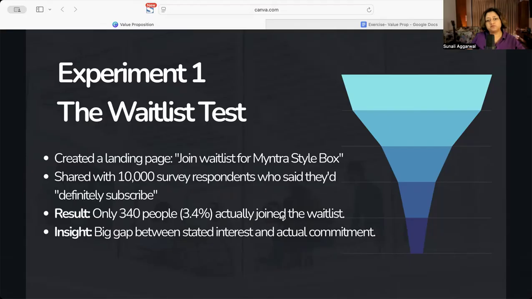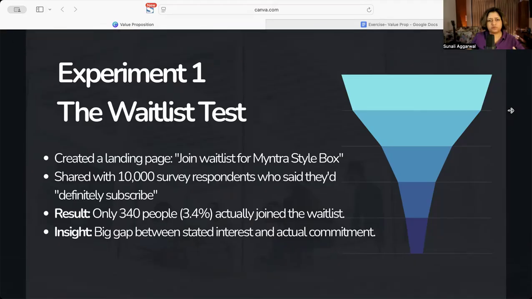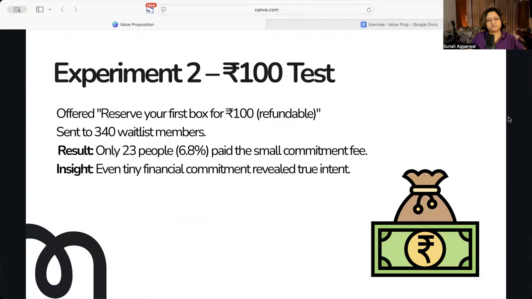And the big learning was that there was a gap between stated interest and actual commitment. And this is bound to happen when you do surveys, which are misleading when you're talking about future intent. Will you do this if we do this? That doesn't work at all. So, past behavioral patterns can be leveraged, but future intent cannot be predicted.